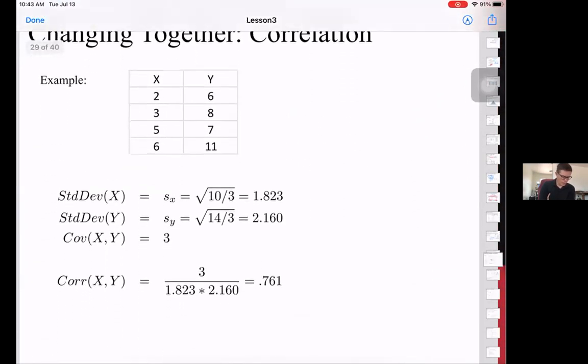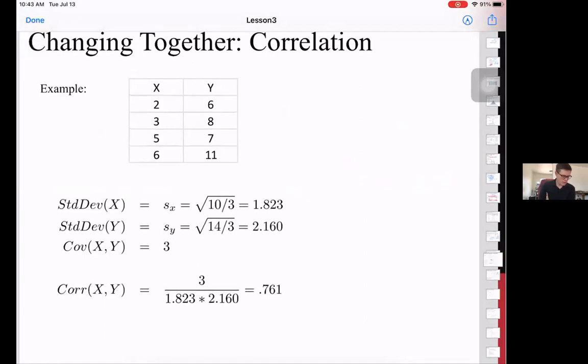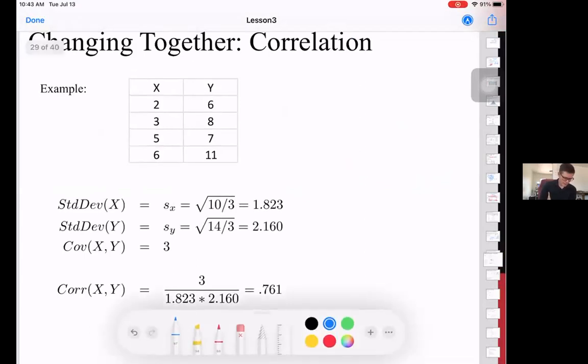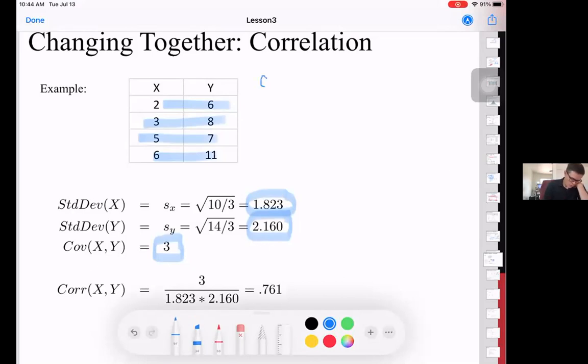So let's do a correlation calculation together. Here's our data set again. I don't know if this is the same as one of our other data sets, but we've got 4 observations: 2, 6, 3, 8, 5, 7, 6, 6, 11. And instead of calculating the covariance, the standard deviation of X and the standard deviation of Y, I'm just going to give them to us so that we can focus on calculating the correlation rather than all these other things. So remember the formula for correlation.